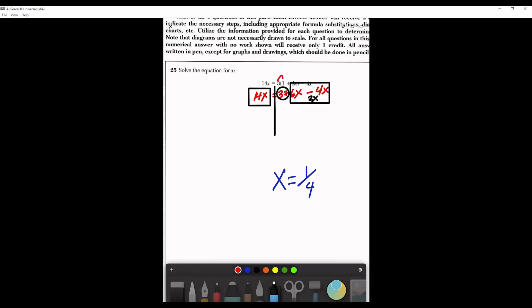So I'm just going to take this box, bring it over here, cross a line, change the sign. So this is going to be minus 2x. So over here, we're going to have 14x minus 2x, which is going to be a positive 12x. Over here, all we have is 3.